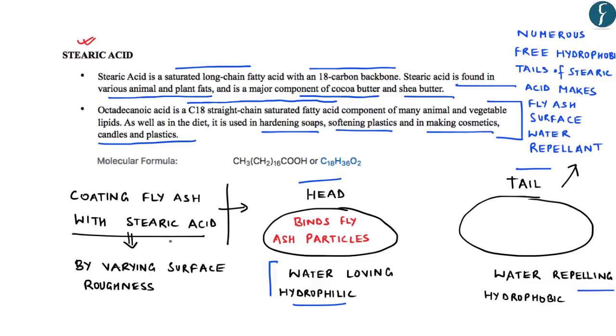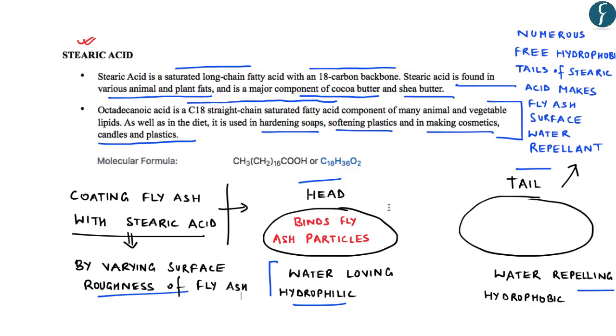Further, the stearic acid coated fly ash surface can also be made to behave like one of the naturally occurring water repelling materials by varying the surface roughness of fly ash. So this is how fly ash becomes water repellent when stearic acid is coated on it.